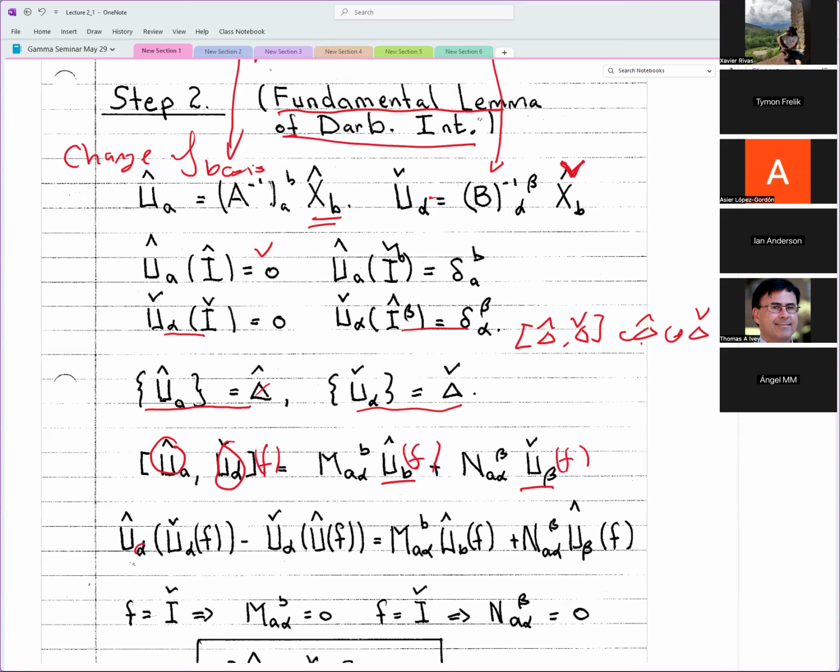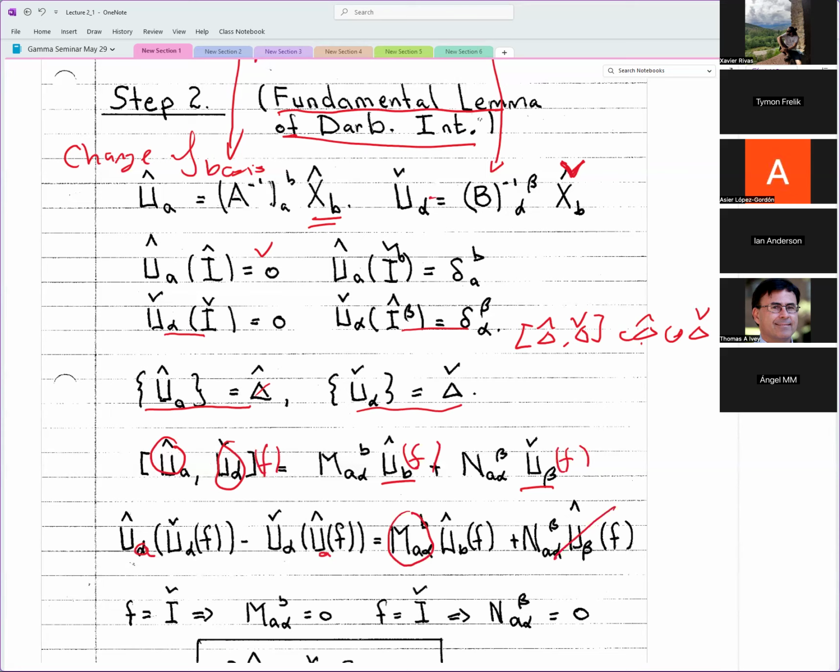Now, look what happens if we take F to be one of the check invariants. Well, if I take this to be one of the check invariants, this term is gone, and this is the Kronecker delta, so I'm left with this thing right here.